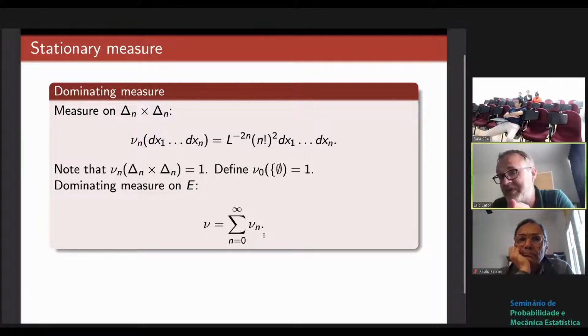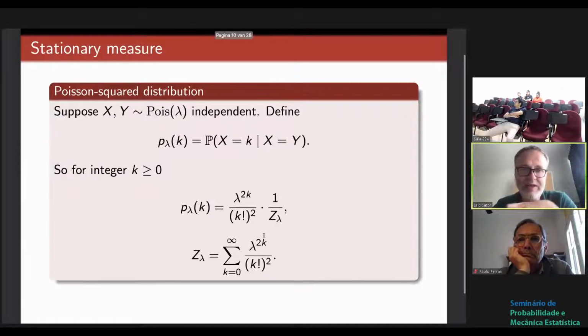And now we have to make a guess for the stationary measure. And well, let's see. We know that in the case where L is infinity, so the non-periodic case, it's just a Poisson process. And now maybe it's again something Poisson, the number of points, but there's a subtlety here because they're positive and negative particles, and they should be the same. They should have the same number of positive and negative particles. So a natural guess is we just take two independent Poisson random variables and we condition them to be equal.